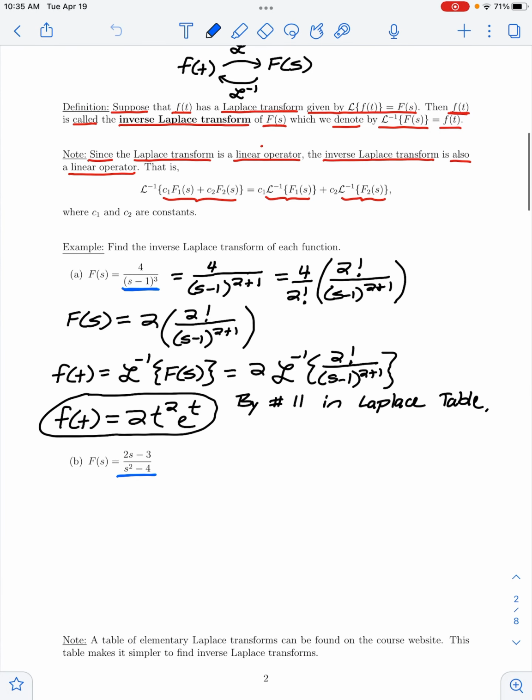So looking back at our function, let's try to rewrite it so that it looks like the properties that we have in our table. So here my numerator involves both s, 2s, and a constant 3. So let me maybe start by splitting up this fraction as 2s over (s squared minus 4) minus 3 over (s squared minus 4).